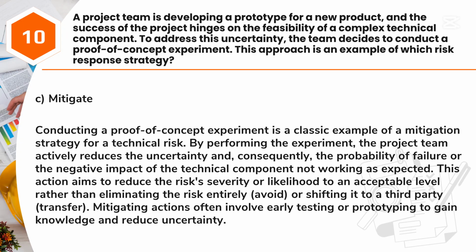Answer: C. Mitigate. Conducting a proof-of-concept experiment is a classic example of a mitigation strategy for a technical risk. By performing the experiment, the project team actively reduces the uncertainty and, consequently, the probability of failure or the negative impact of the technical component not working as expected.